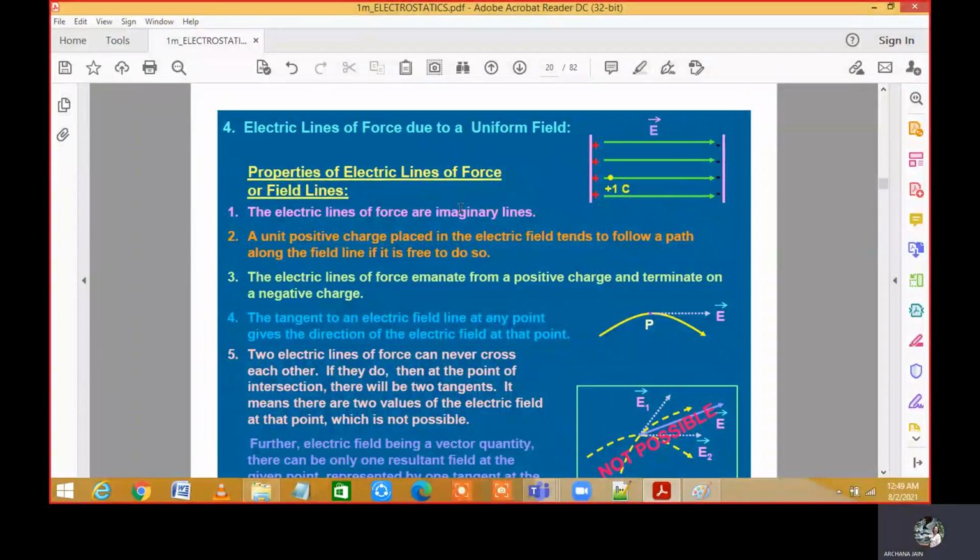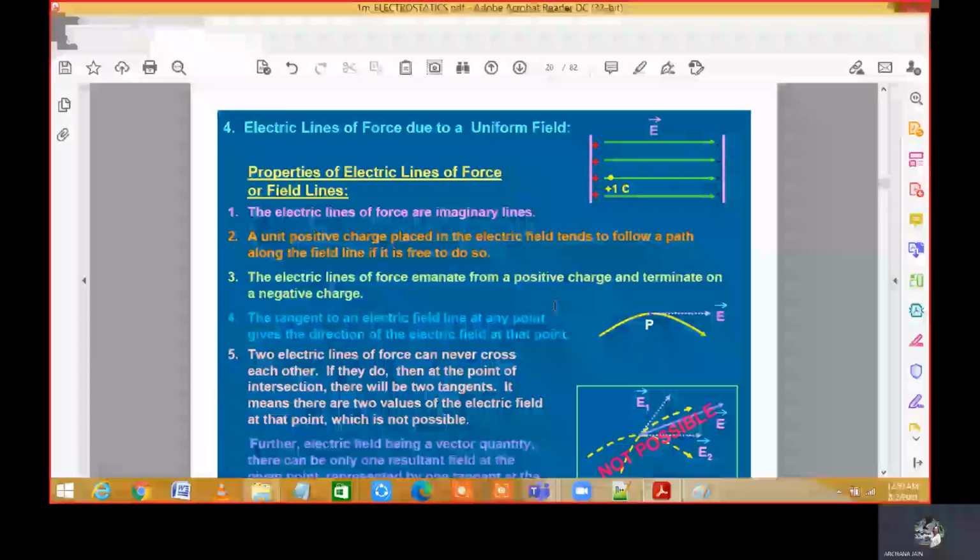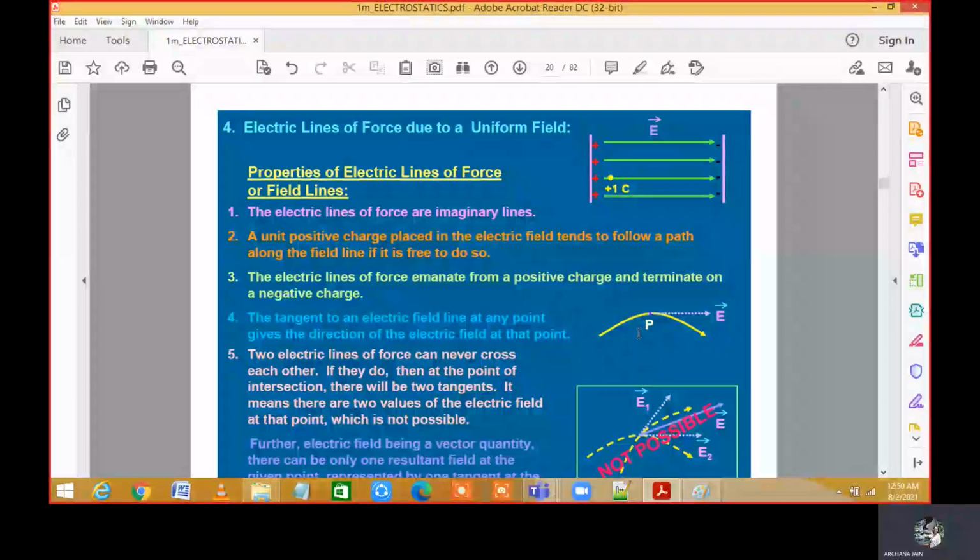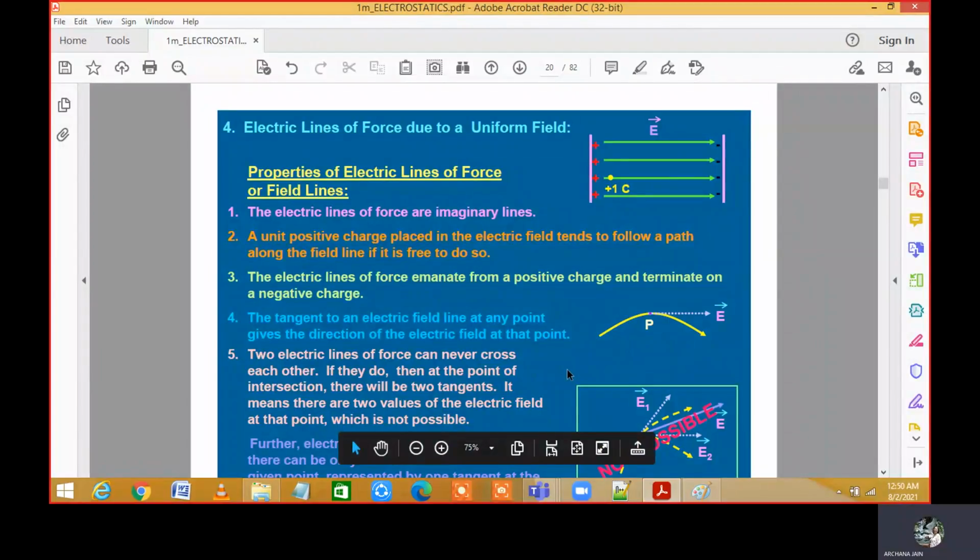Now, properties of electric lines of force. First, the electric lines of force are imaginary lines. A unit positive charge placed in the electric field tends to follow a path along the field line if it is free to do so. The electric lines of force emanate from a positive charge and terminate on a negative charge, meaning they start from positive and end at negative. If we want to show the direction of the electric field at any point, then we draw a tangent at that point.